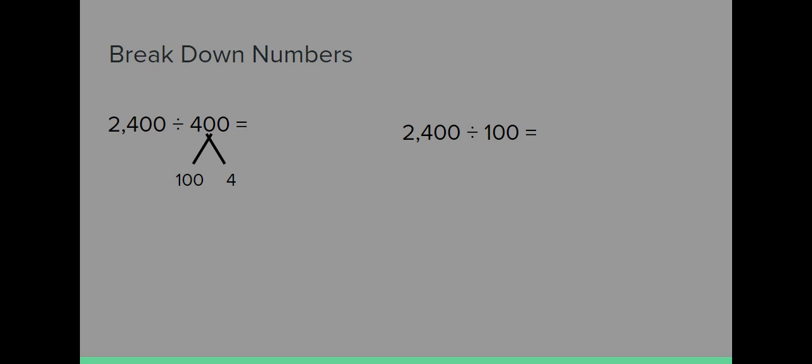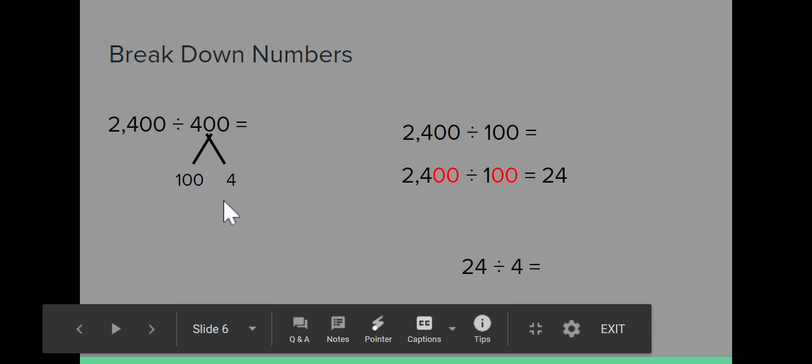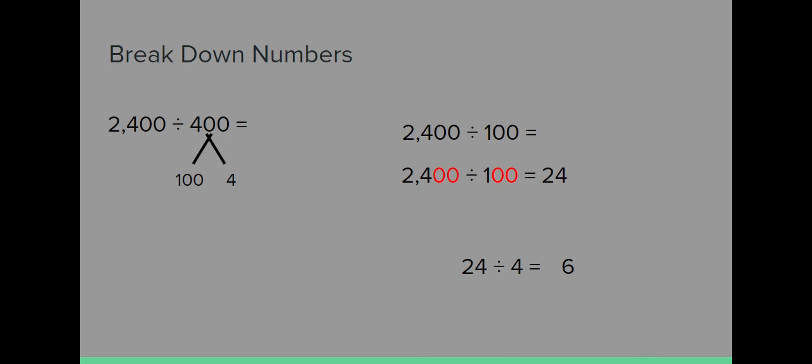So I'm going to take 2,400, and I'm going to divide it by 100, taking off those two place values represented by those zeros. So 2,400 divided by 100 gets us 24. We then just take 24 and divide it by the last 4 we had over here, giving us an answer of 6.